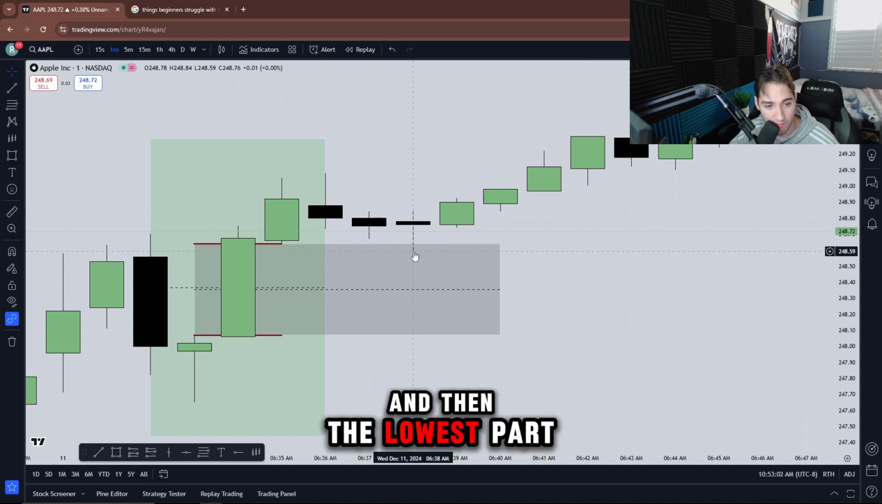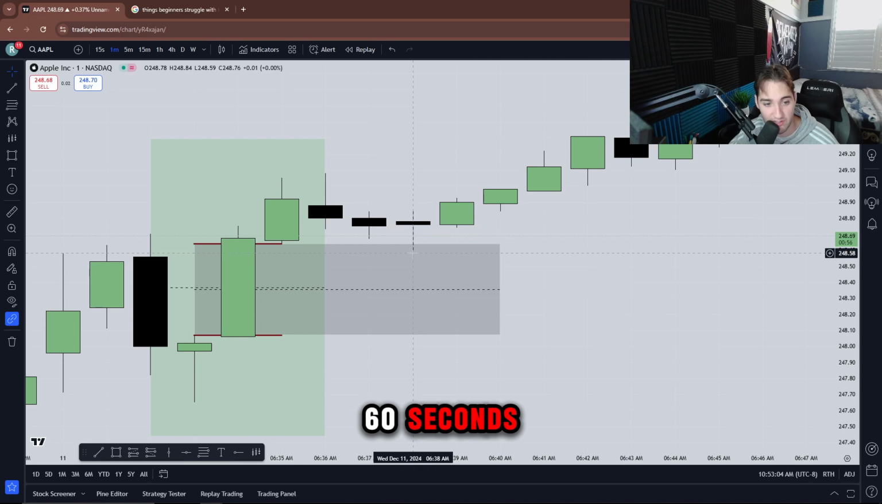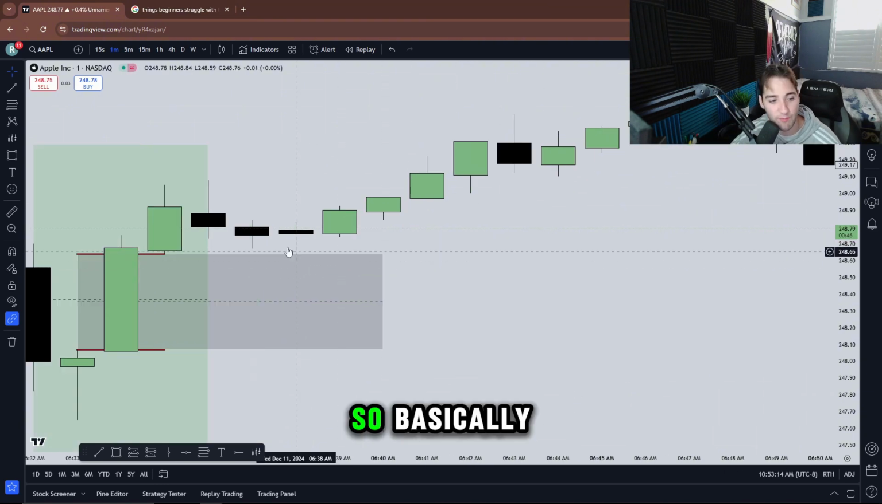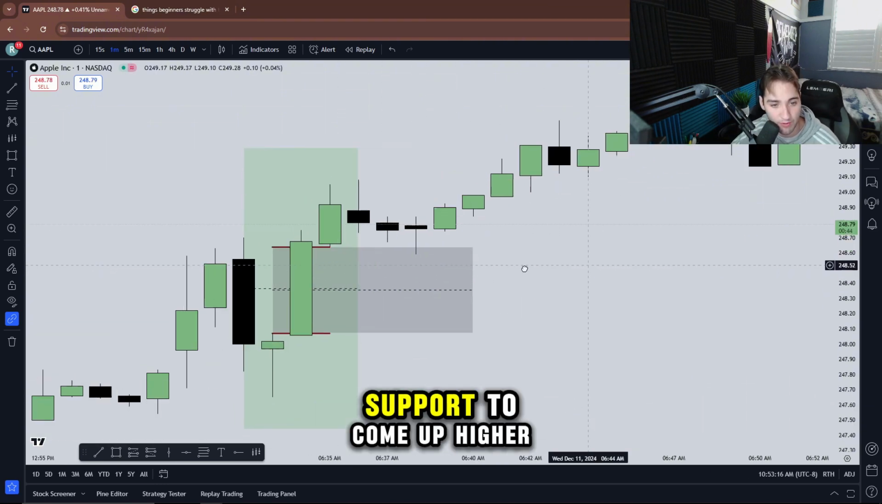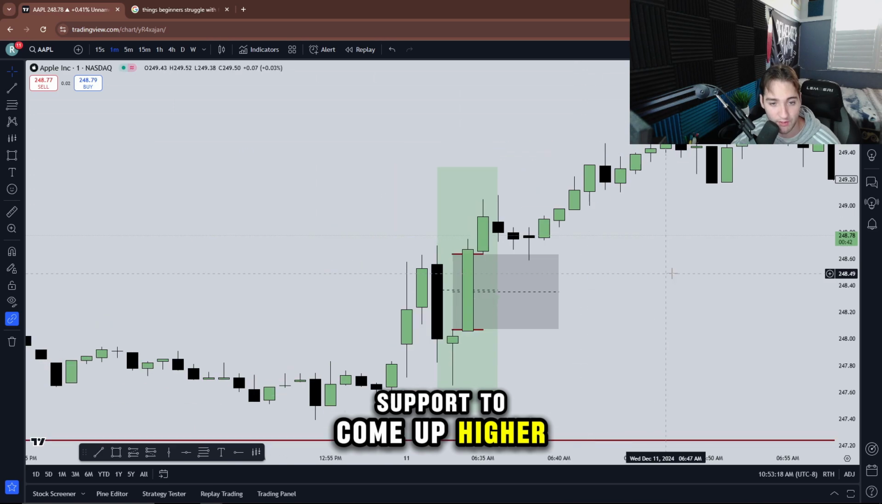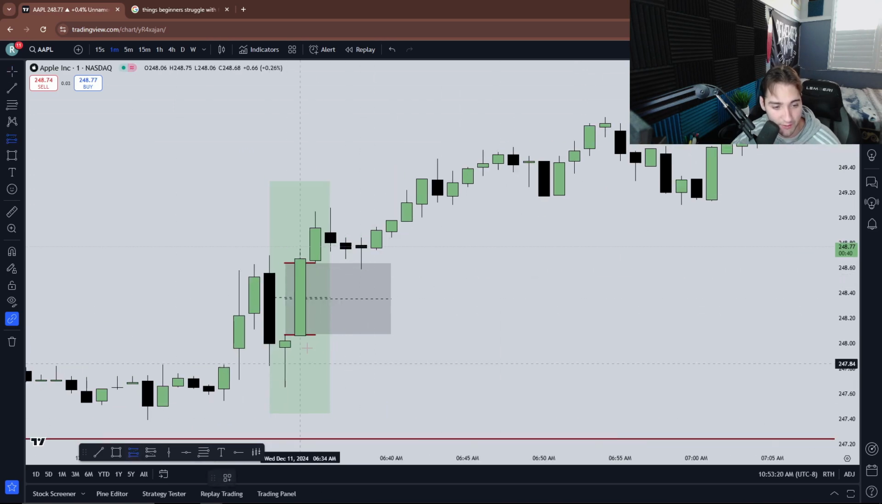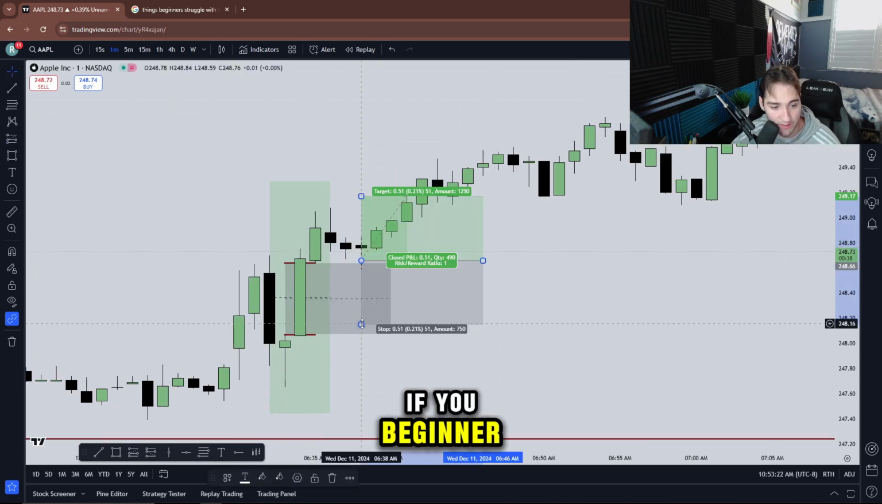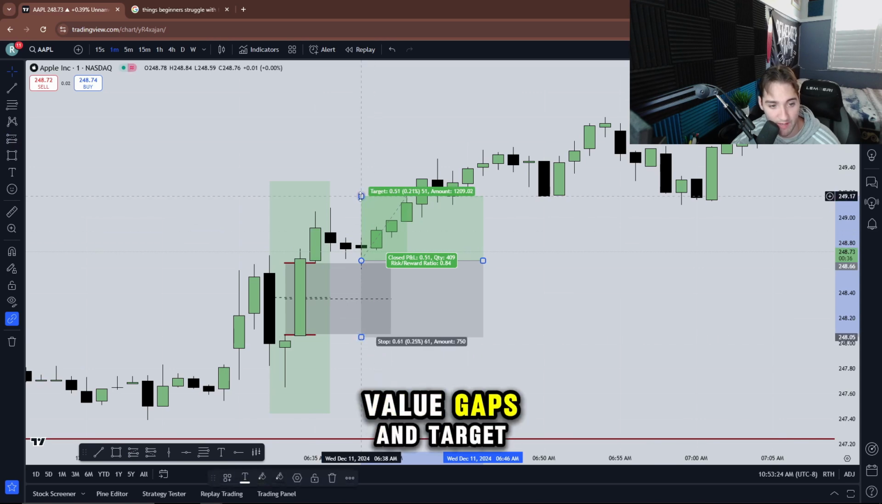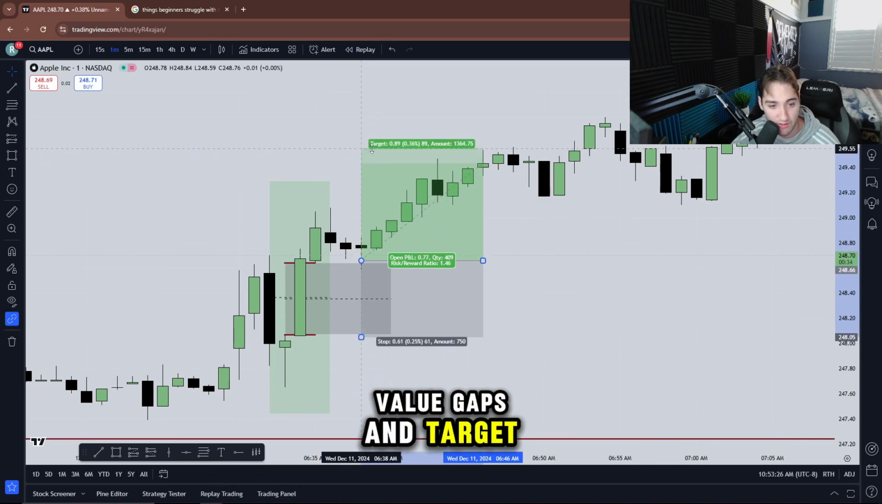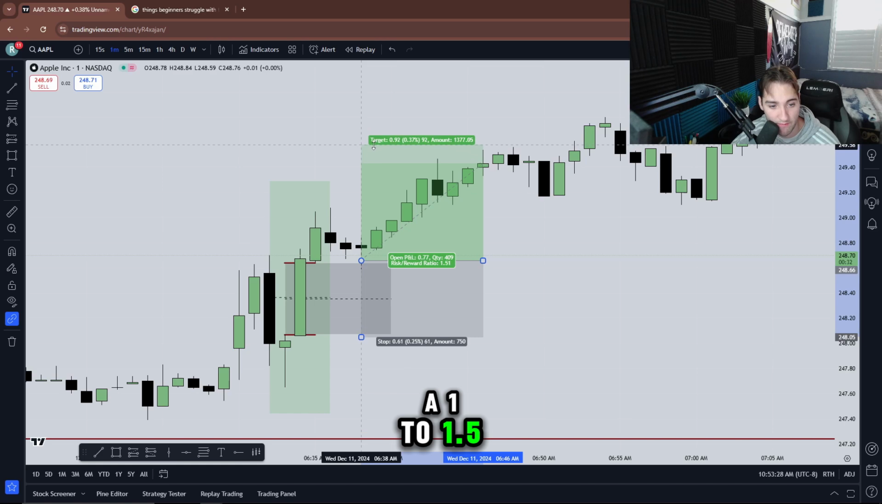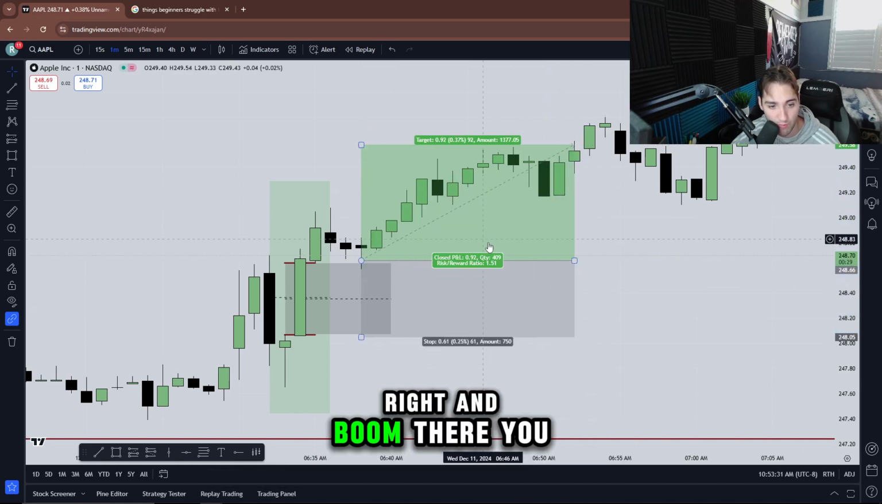And then the lowest part got here during those 60 seconds. So it created this wick. So you get the open and close during the 60 seconds. It got this high and this low. So basically price uses this as support to come up higher. So then you could go ahead and take your entry here. If you're a beginner, you could trade fair value gaps and target a 1 to 1.5, right? And boom, there you go.